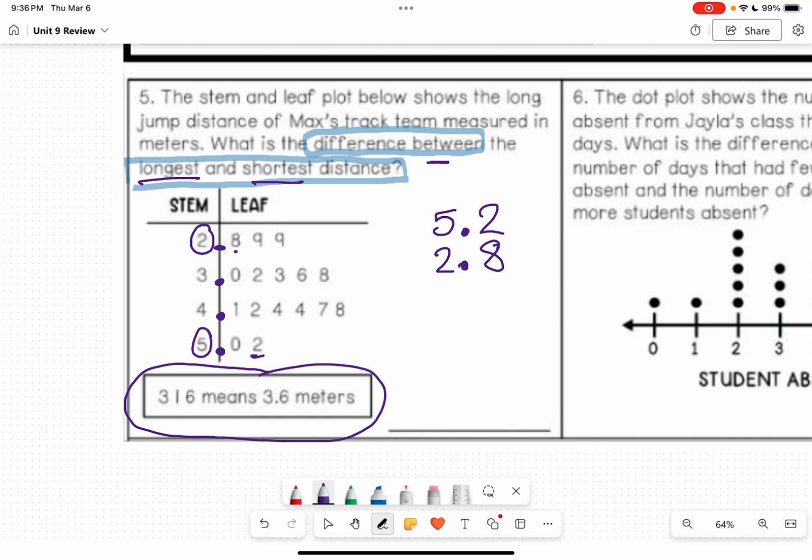Now remember, when you're subtracting or adding decimals, always make sure that you line up your decimal. Okay, so I'm going to do 5.2 minus 2.8. Okay, now I already set it up for you. You're just going to go ahead and finish it up by subtracting. Okay, if you need more time, just go ahead and pause the video and try to finish that yourselves.